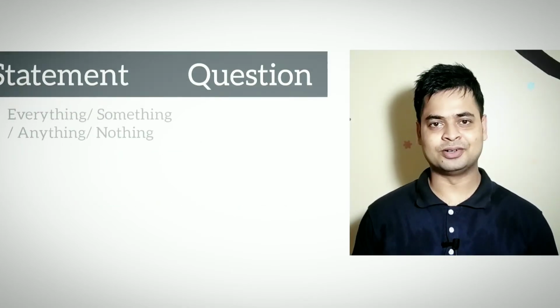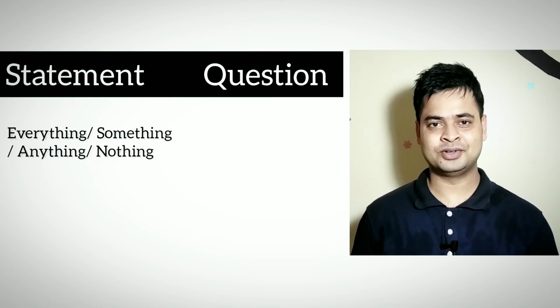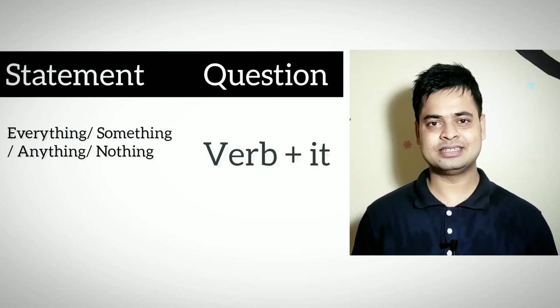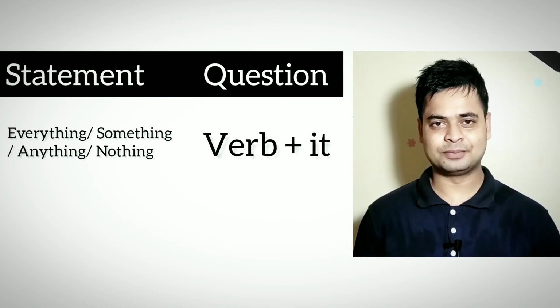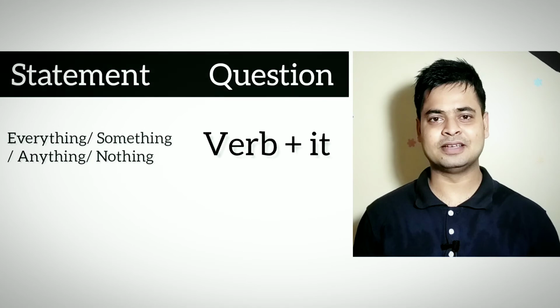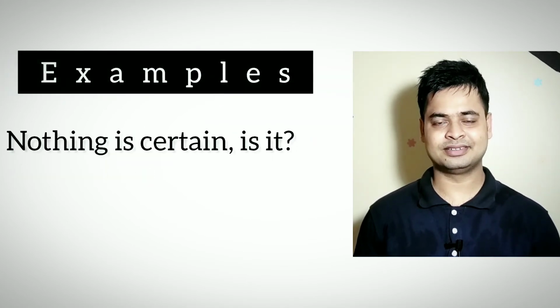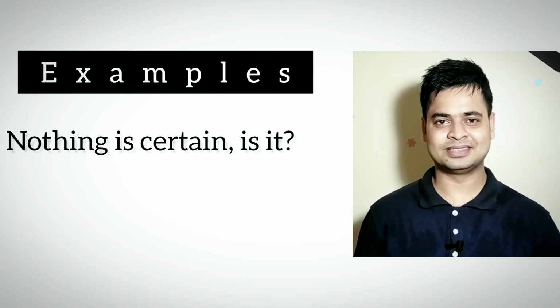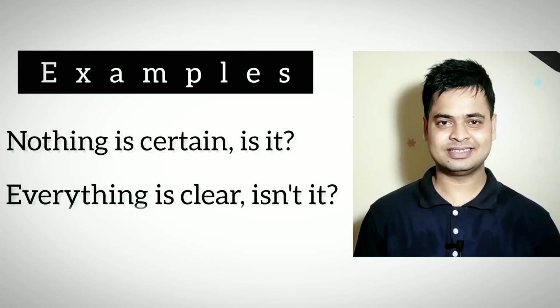If everything or something or nothing is the subject of a statement, we have to write the pronoun it in the interrogative fragment. And according to the pronoun it, we have to place the verb. For example, nothing is certain, is it? Another example is, everything is clear, isn't it?